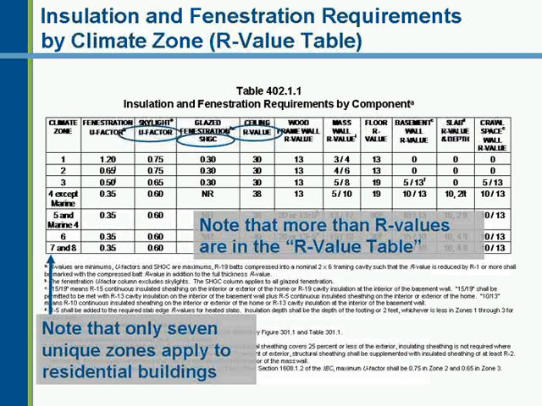It's worthy to note that there are more than R values in the R value table. Some of the columns actually have U factors in them. Some of them have solar heat gain coefficients. But predominantly, the insulation requirements in this table are expressed in terms of R value, and that's why it's typically referred to as the R value table.